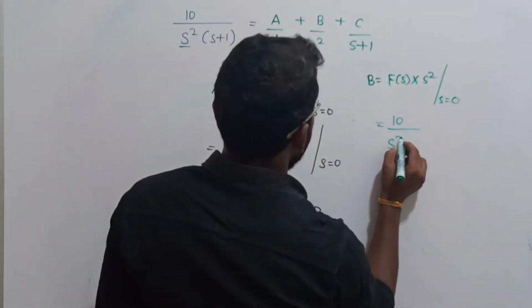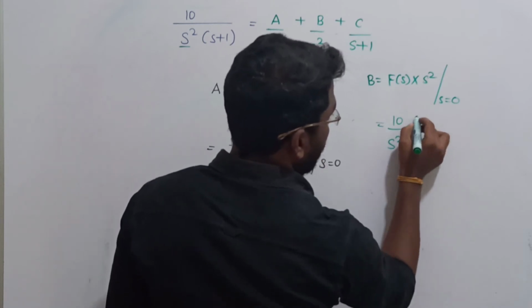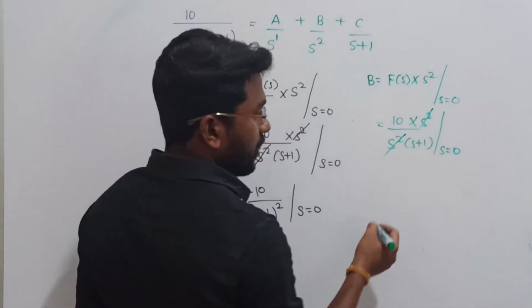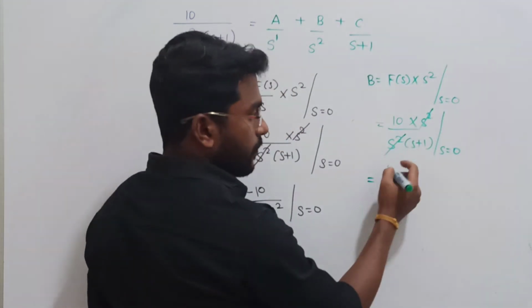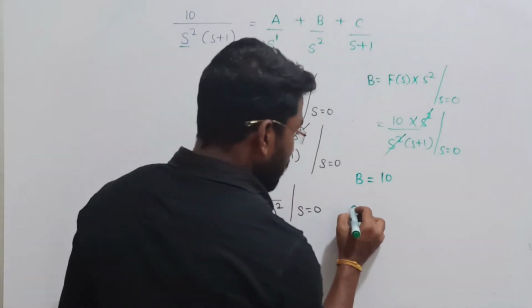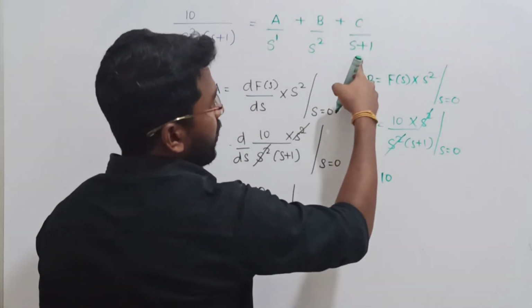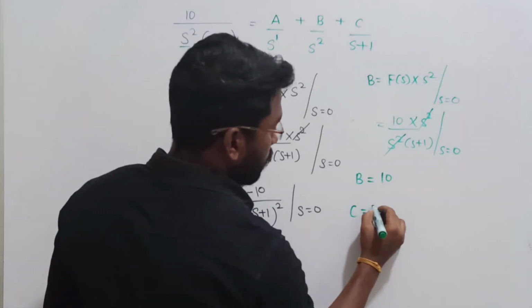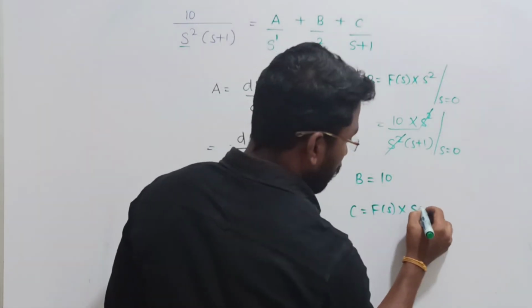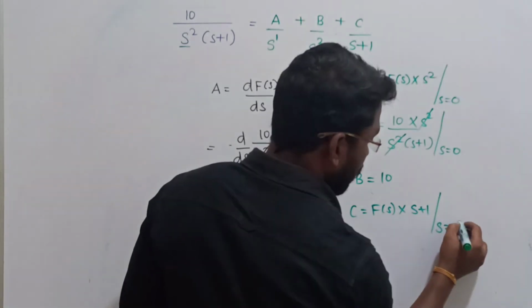So next what I am going to do, f of s is 10 upon s square into s plus 1, we have to multiply by s square, whereas the value of s is going to be 0. S square getting cancelled out. Now replace s by 0, such that the value of b also is going to be 10. In the same way, c is going to be the order of s plus 1 corresponding pole, right? Once again consider the overall transfer function into the corresponding pole s plus 1, whereas the value of s is going to be minus 1.